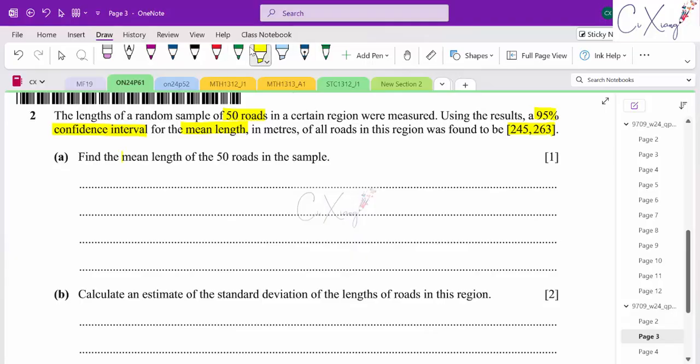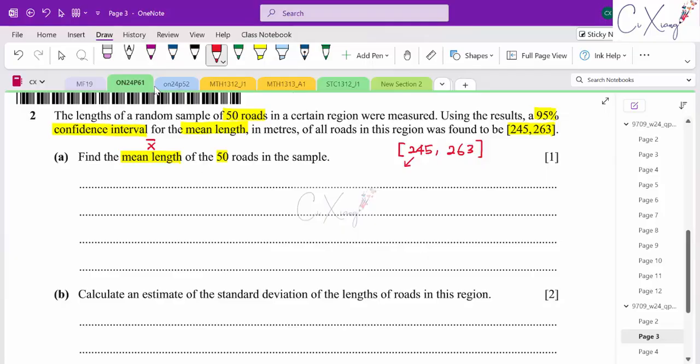First question, they want us to find the mean length of the 50 rods in the sample. When they are talking about the mean length for these 50 rods, basically it means they want us to find the sample mean. Okay, so how can I find the sample mean? We are given these values 245 and 263. How do I get this 245, 263?